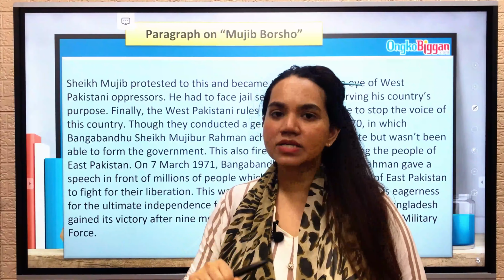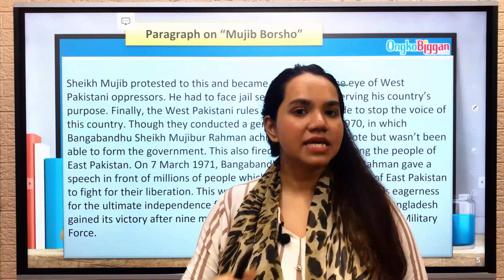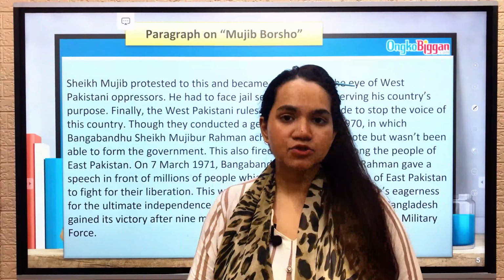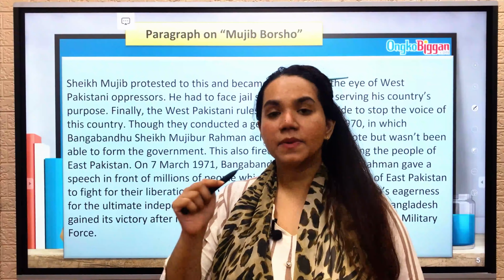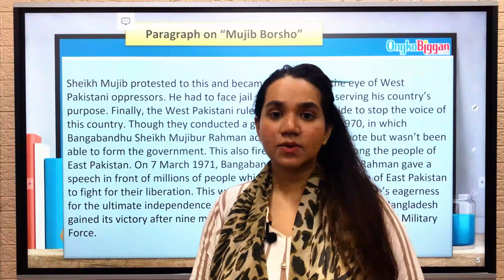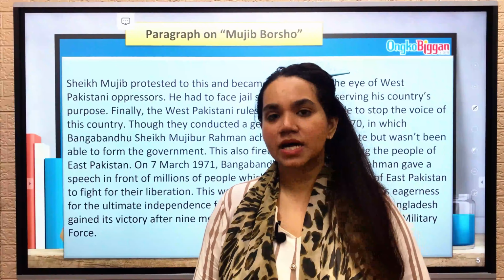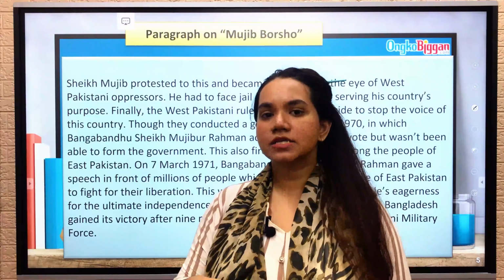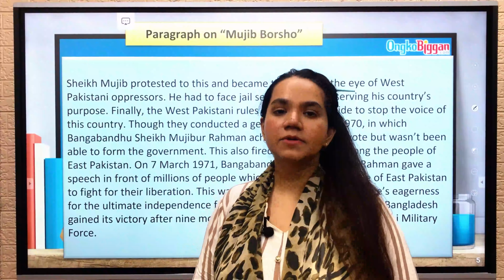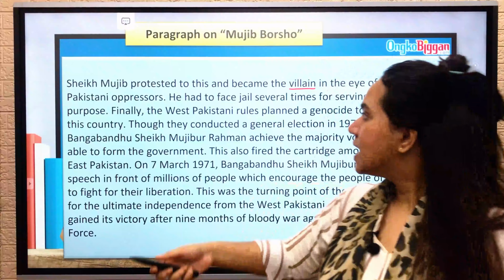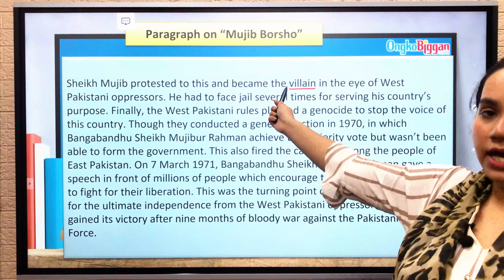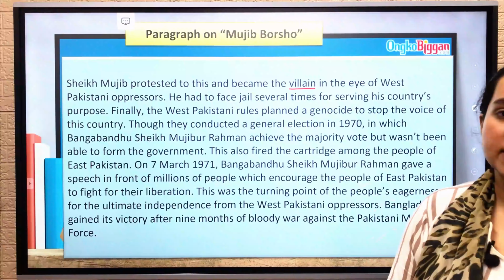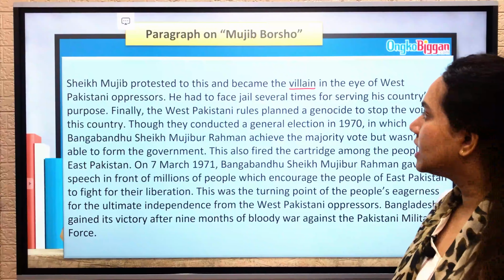They thought that because they were oppressing the East Pakistanis, it was totally fine, and that nobody should say anything about it. But because there was someone from East Pakistan who started protesting against their powers, they considered our Honorable Sheikh Mujibur Rahman as what? As the villain, okay? So, in the eyes of the West Pakistani oppressors. He had to face jail several times for serving his country's purpose.